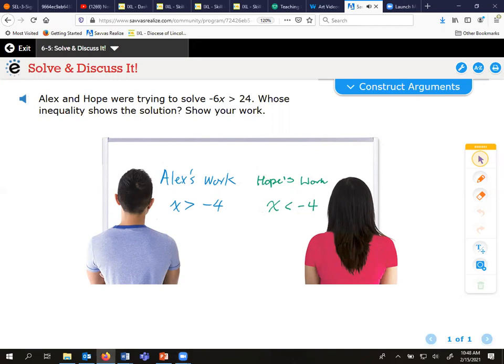Alex and Hope were trying to solve -6 times x is greater than 24. Whose inequality shows the solution? Show your work. Whose do you think shows the correct answer? Alex or Hope?